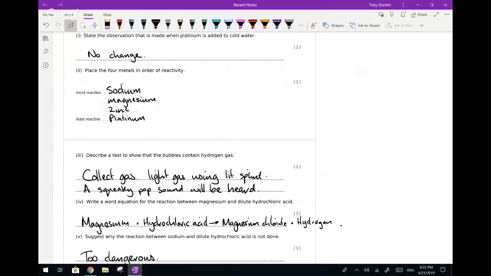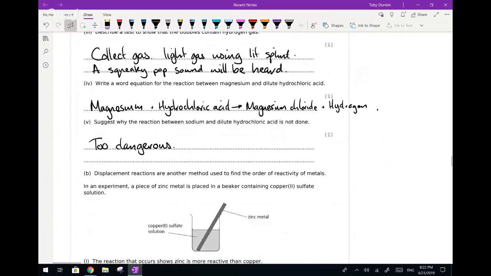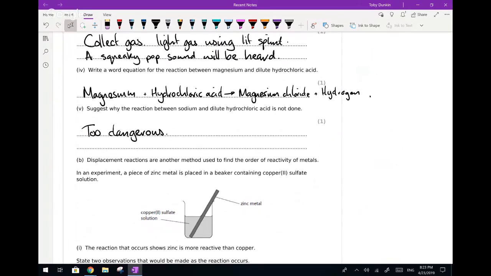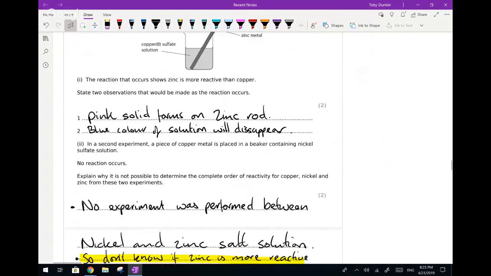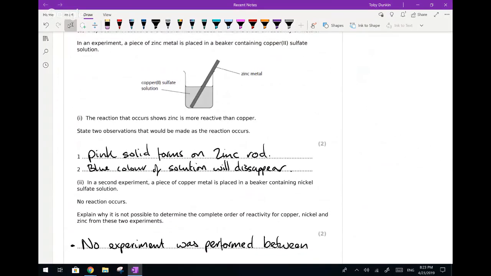So yes. Next, word equation, fine. Suggest why the reaction between sodium and fire is not done. Too dangerous. That's easy enough. I said that to you earlier. Explosive. Next, they put zinc metal into copper sulfate.